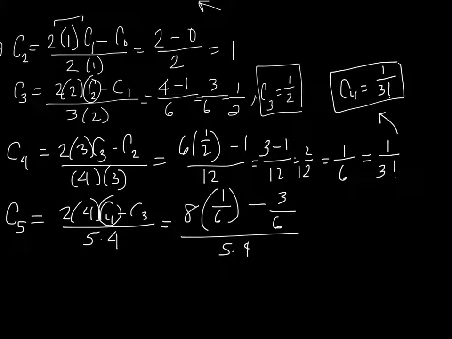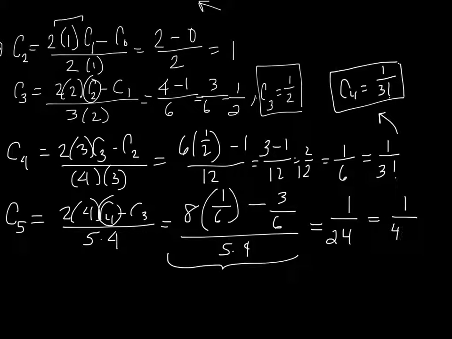And okay, so after, this is just arithmetic. After simplifying all that, we should get 1 24th, but I'm going to rewrite 24 as 4 factorial because I know 4 factorial is equal to 24. So that is my C5. And again, if you don't see the pattern yet, that's fine. Just get some more data, right? Let n equal 4 and 5 and 6 and so forth.